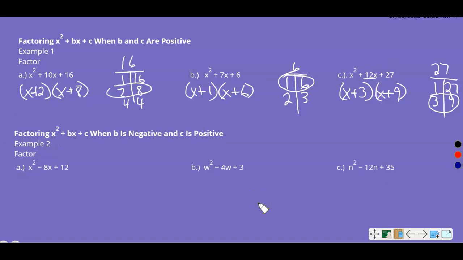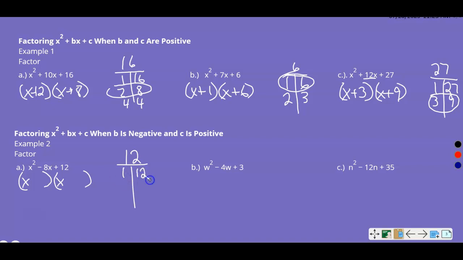All right, moving on to example 2, factoring x squared plus bx plus c when b is negative and c is positive. So our middle term is negative and our constant term on the end is positive. So how does that change? So now we have to look at the signs a little bit closer. We're still going to go from a trinomial to two binomials, and I still have x squared as my leading term, so I'm going to do x times x, and now I need to get a plus 12, but I have to add to get negative 8 in the middle. So I've got to be cautious of my signs at this point.